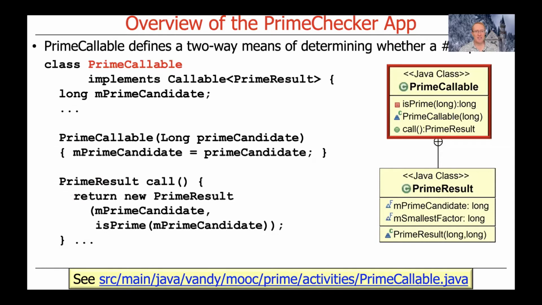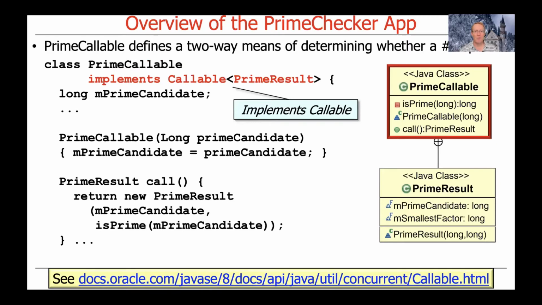Last time we talked about this example, we had something called a PrimeRunnable, which we submitted using execute to an instance of the Java executor interface. Now, because we're going to be using the executor service, we have something called PrimeCallable. And PrimeCallable defines the two-way means for asynchronously determining whether a number is prime. You can see here that PrimeCallable implements the Callable interface and is parameterized with something called a PrimeResult. We'll look at that in a second. That's essentially what keeps track of the number we're checking to see its primality characteristic and the result that comes back from checking its primality characteristic.